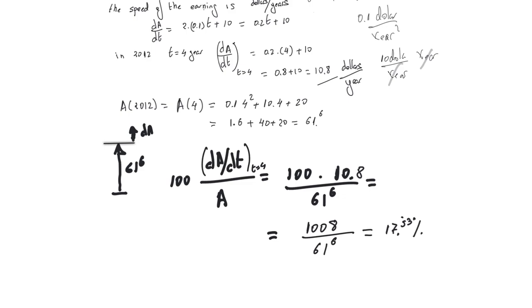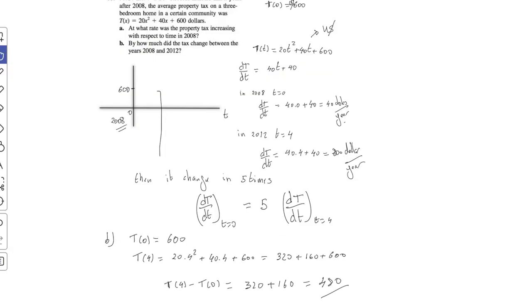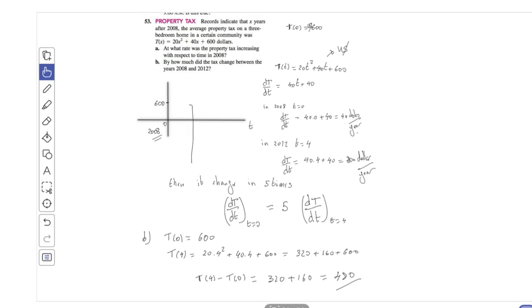The percentage of the rate of change is the rate of change divided by the value A, multiplied by 100. So the derivative, the slope at t equals 4, is 10.8. Divide by the amount of earning, and this will give you the percentage at which the company's earning is growing. If you do the figures, it will be 17.53%. So now let's go to do another problem. We practice again the same idea, the same concepts.